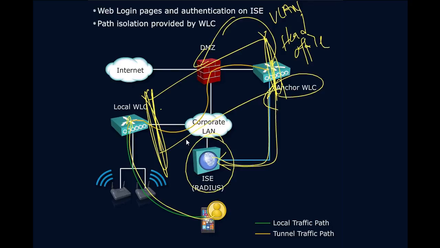Be aware of what is involved. Remember, whenever we have an Anchor, we have a tunnel. Remember, the local wireless LAN controller doesn't always have to do the work. We can offload some of it to an Anchor wireless LAN controller or an ICE Radius server. So there are lots of ways we can deploy our guest access in our environment.